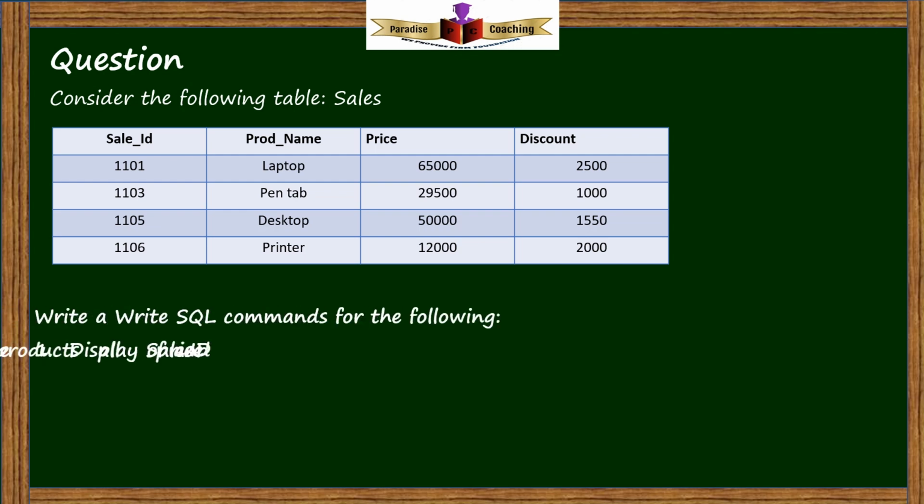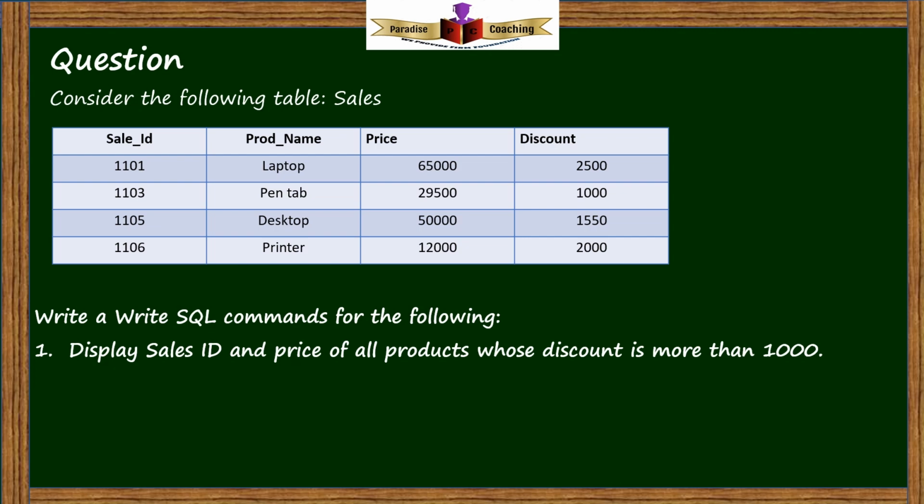Write a query to display sales ID and price of all products whose discount is more than 1,000. The columns sales ID and price are to be displayed, therefore will come in expression list of select query. The condition is that the discount must be greater than 1,000.